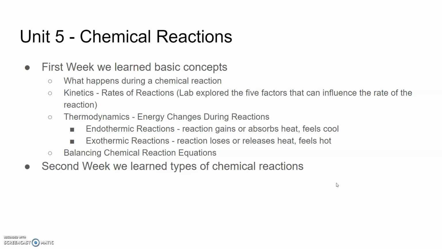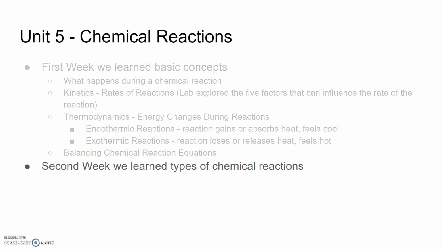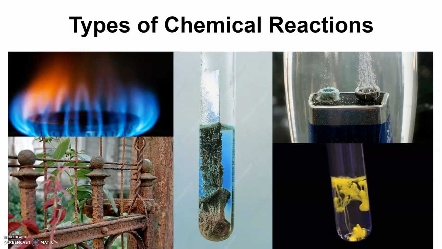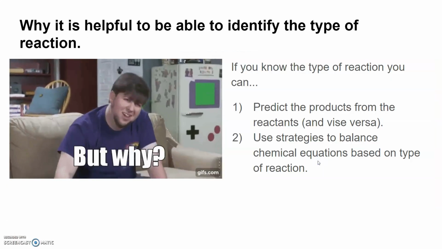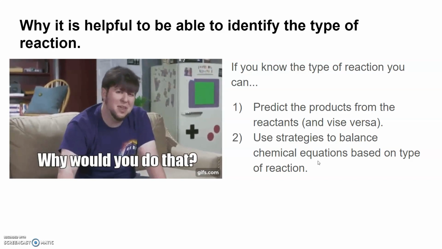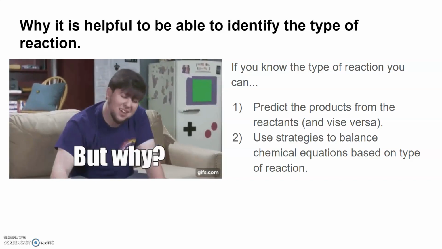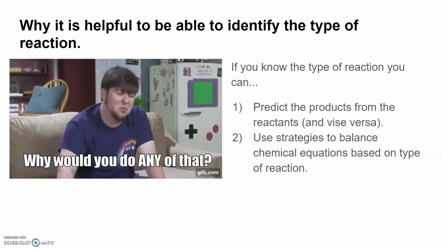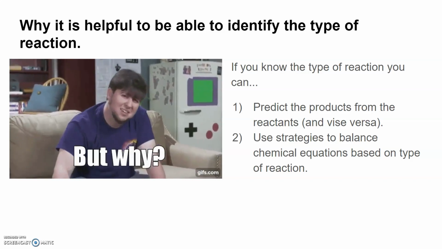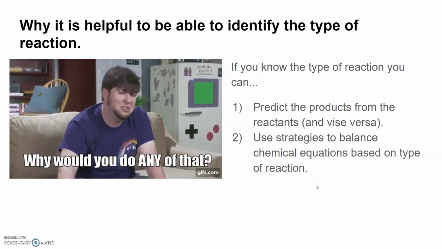So that's what we learned in the first week. For the second week, we learned about types of chemical reactions. And there are 5 types of chemical reactions. And the reason why we learn about these types of chemical reactions is because it allows us to predict the products. And also, sometimes knowing the type of reaction we have, we can use strategies to balance a chemical reaction equation.